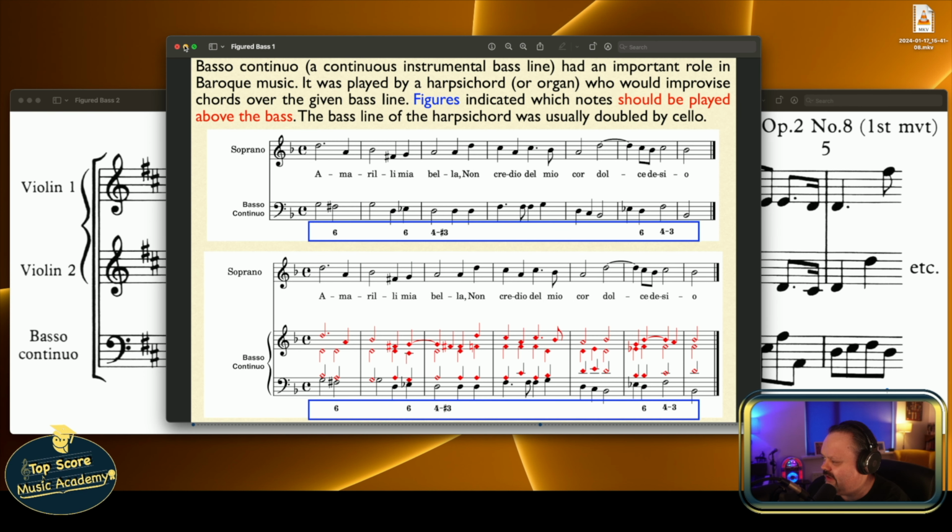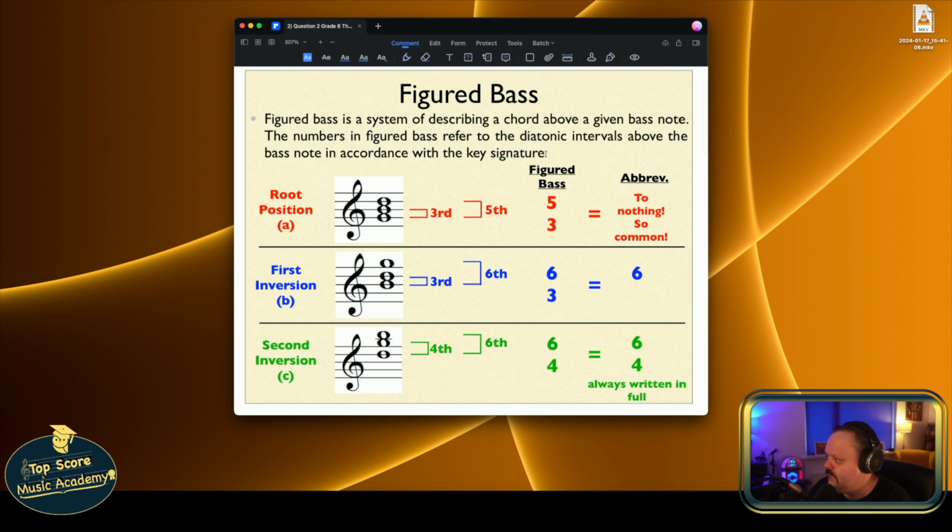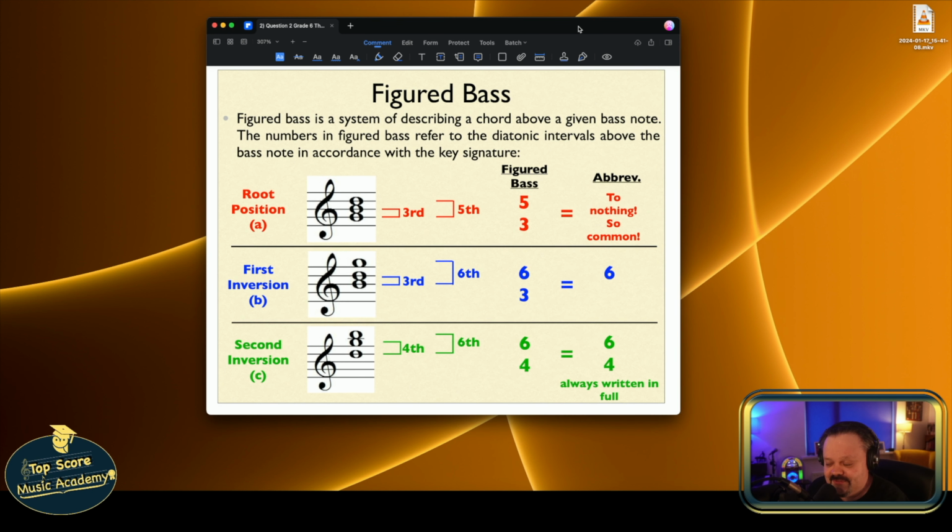So what are the figures that you need to know for figured bass? Okay. On the screen, as you can see, there are 3 examples of 3 different types of figured bass that you need to know.